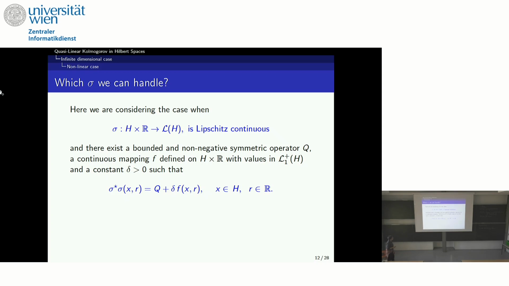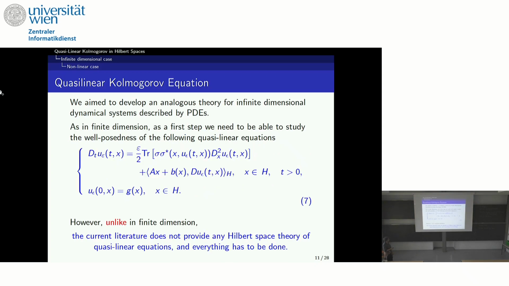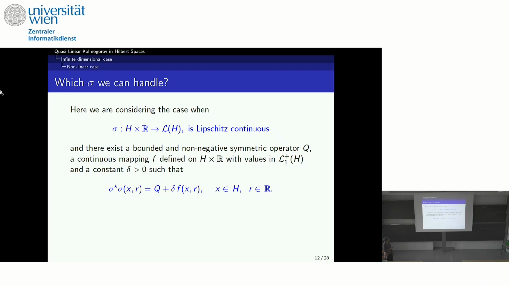And so this is a really initial result. We had to find a sigma that has a very particular shape. Remember, sigma is the term in front of the noise, and it is exactly the term that you see here, okay? And we need sigma such that sigma star can be decomposed with a certain operator that is constant, and then a certain function that depends on x and r.